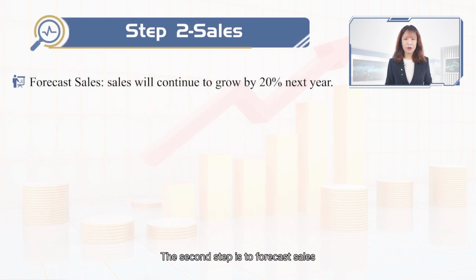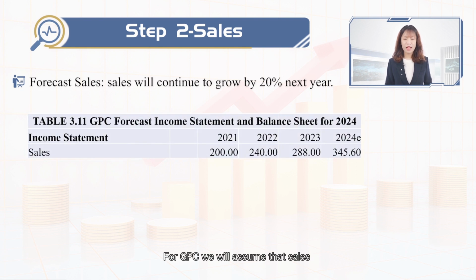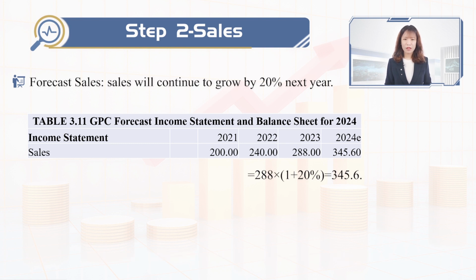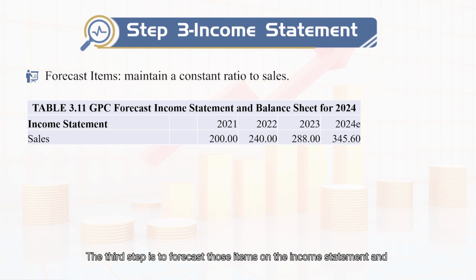The second step is to forecast the sales. Because so many items are linked to sales, it is important to have an accurate sales forecast and later to test the sensitivity of the plan to variation in sales. For GPC, we will assume that sales will continue to grow by 20% next year, so that sales for 2024 are forecasted to be $288 million, multiply 1 plus 20%, $345.6 million.